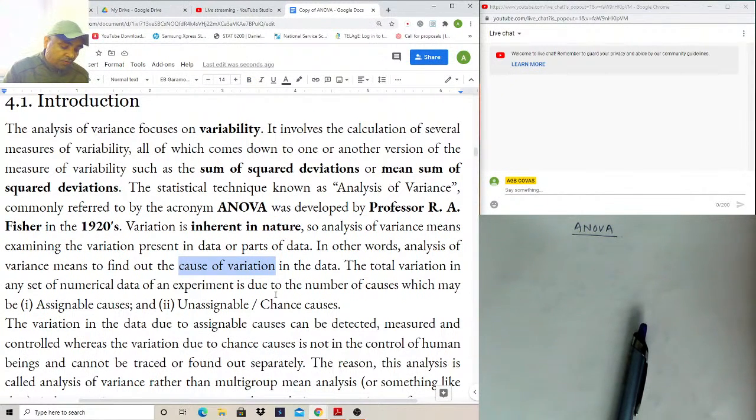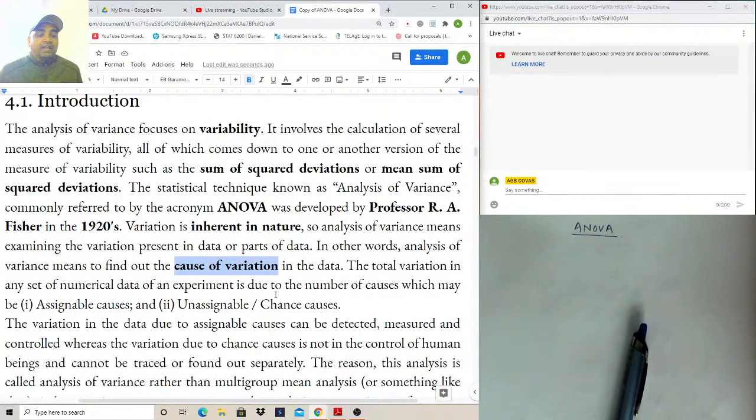Up till now, we were simply comparing the variation in the F test and also in the chi-square test. What you are doing is checking whether the variance of this sample is greater than or equal to this variance. But now, using this analysis of variance technique, which was discovered by Professor R.A. Fisher, you will be able to find out the significant or assignable causes of variation in the data.